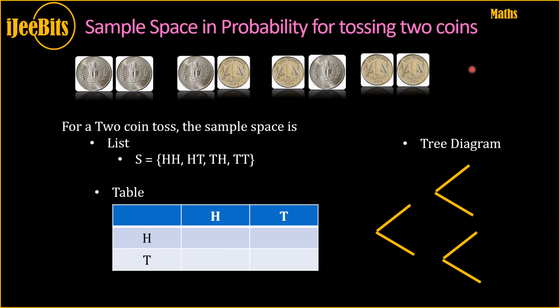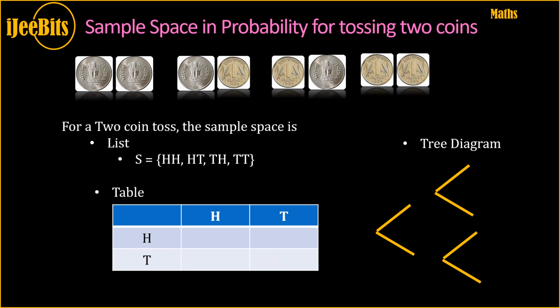But how do we really understand this? So we have three methods to arrive at the sample space. One is just a list, which we talked about: head head, head tail, tail head, tail tail. The second thing, you can construct a simple table. The coin one is on the row, coin two on the column. You see how many possible outcomes you are going to get for each coin, head and tail. So you represent the states, head and tail.